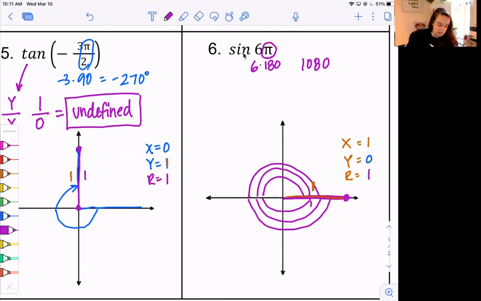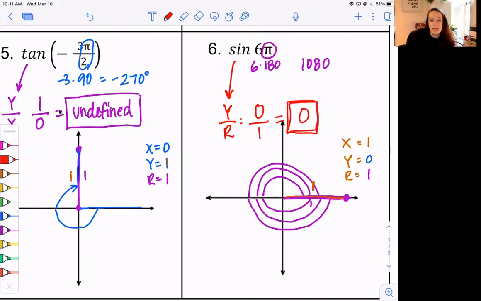So sine is y over r. In this case, my y is 0, and my radius is 1. We are not allowed to divide by 0, but we can divide by 1. If I have 0 things and I put them in one group, I just have 0 things in that one group. So this is just equal to 0. Something to be really careful of: 1 divided by 0 is undefined, but 0 divided by 1 is just 0. So 0 would be our answer for sine 6 pi.